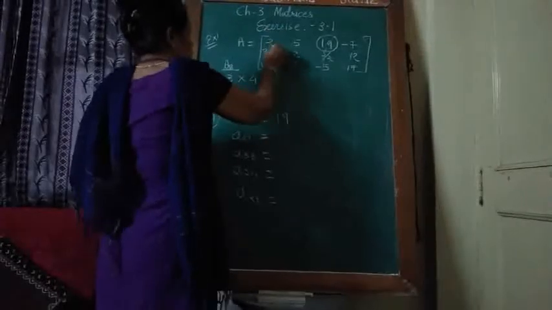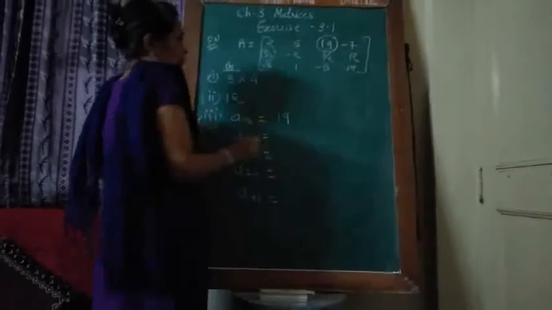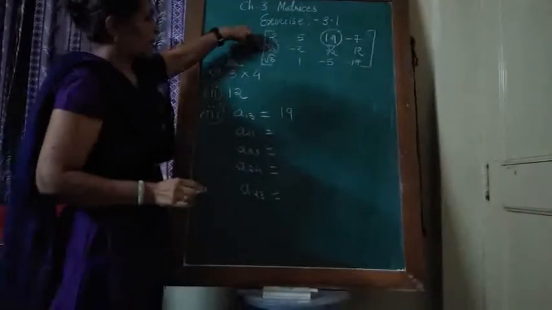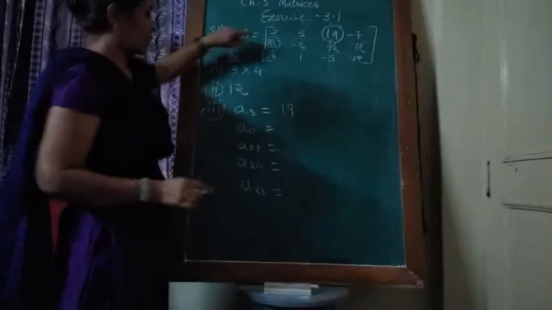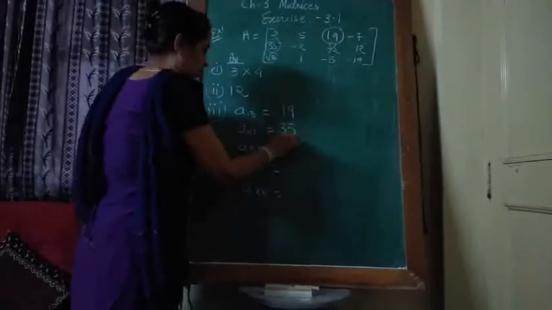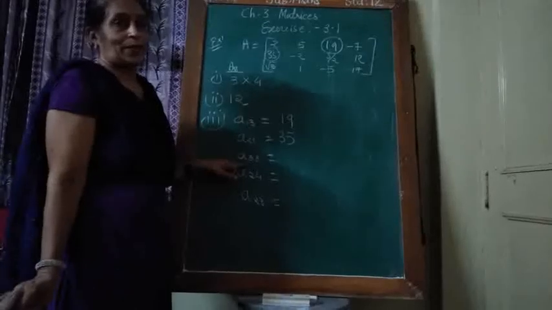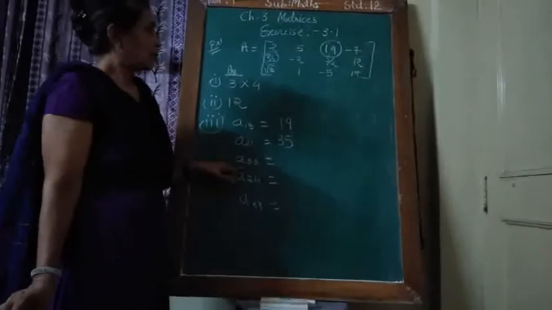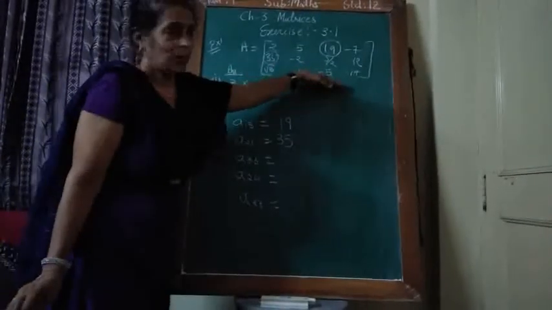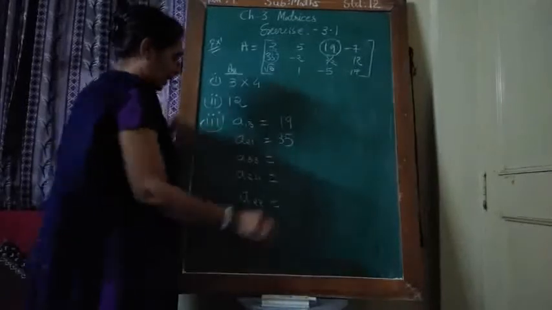Why did you tell me that? This is the first row. So second row, first column, 35. Now don't make any mistake. A33. Tell me. -5. Yes. Third row, third column is -5, right?